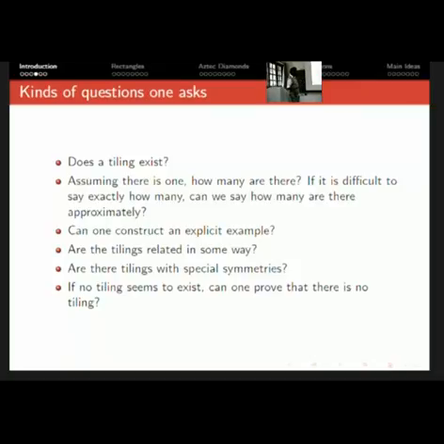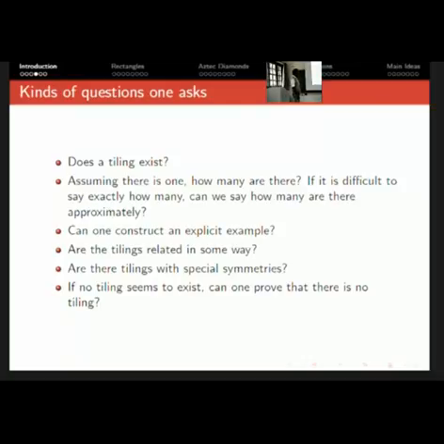Now, if there is such a tiling, how many are there? What is counting the number of tilings? And if it is very difficult to say exactly how many there are, can we give an approximate answer? Typically we'll be interested in families of graphs or families of domains which increase with size, or area, if you like. There's usually an integer parameter n. As n goes to infinity, roughly how big is it? That's the kind of question one would like to ask.